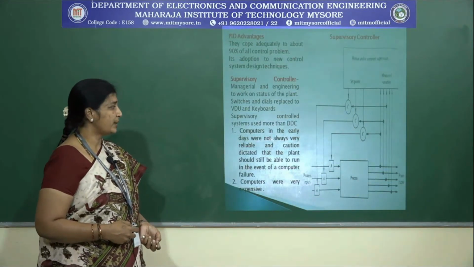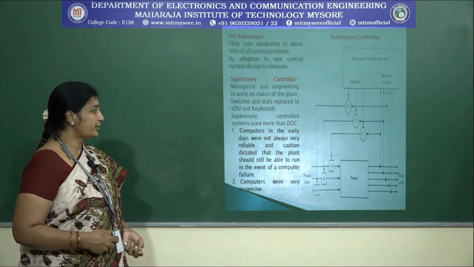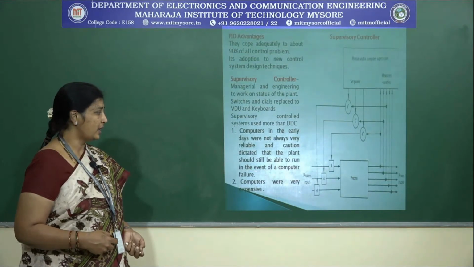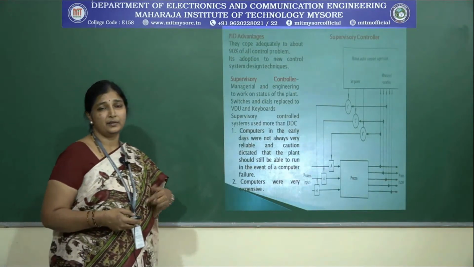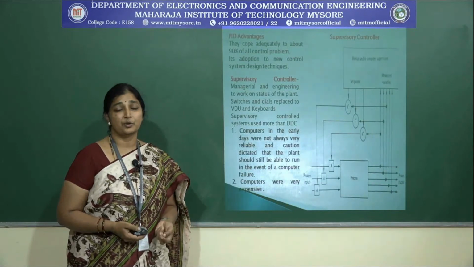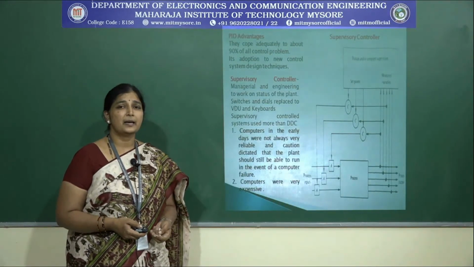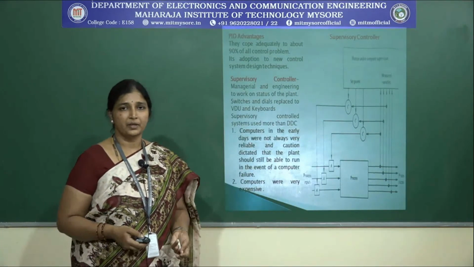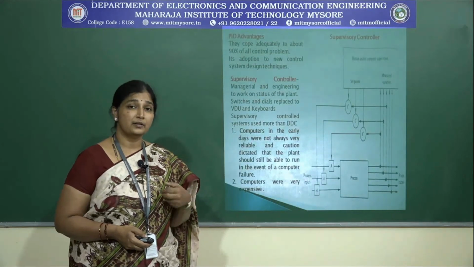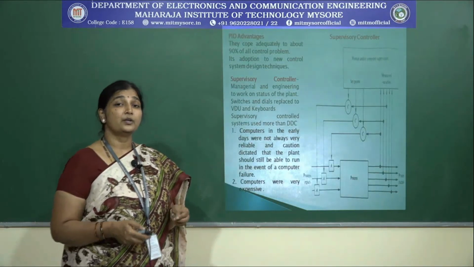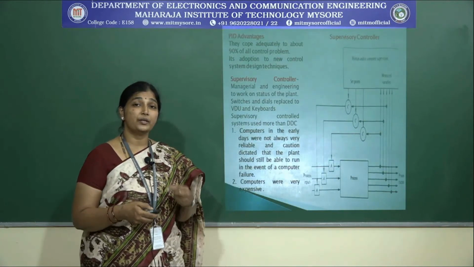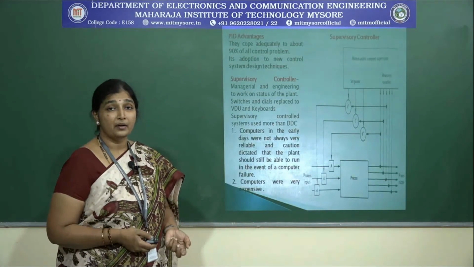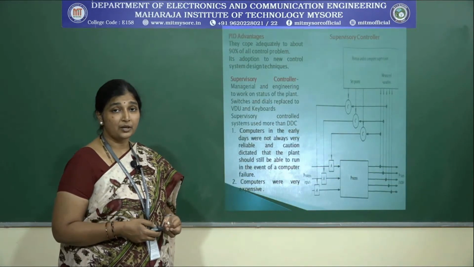Computers in the early days were not always very reliable, and caution dictated that the plant should still be able to run even if the computer fails. What do you mean by that? It simply says that even if you have a computer which controls an analog system, if you remember from the second class that we had dealt with, you have one computer which monitors and lets the control system control the entire plant. The opening and closing of the valve was controlled, isn't it?